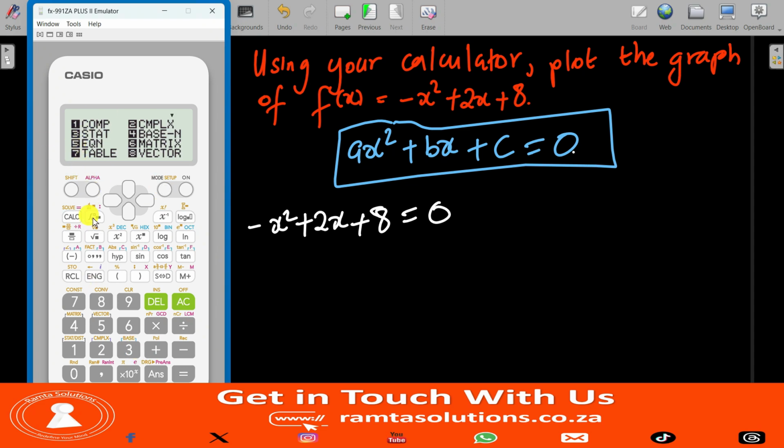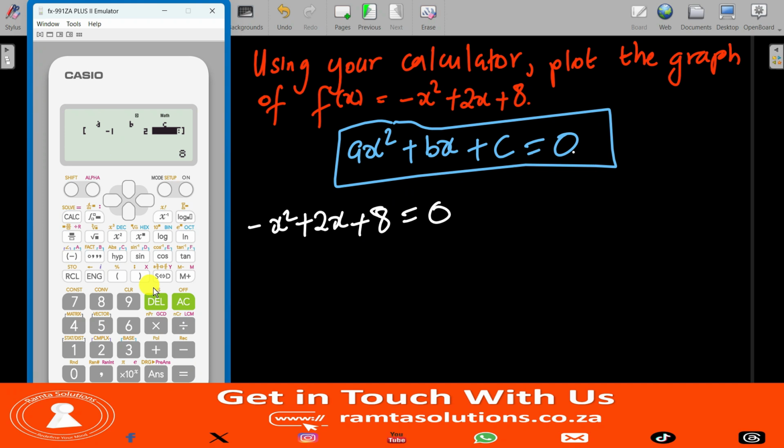Which equation? In my calculator, it's option 5. Then you go to option 5. You are looking for a quadratic, which is equal to 0, so I'm going to take option 3. Then what is the value of A? The value of A here is negative 1. What is the value of B? The value of B is positive 2. What is the value of C? The value of C is positive 8.